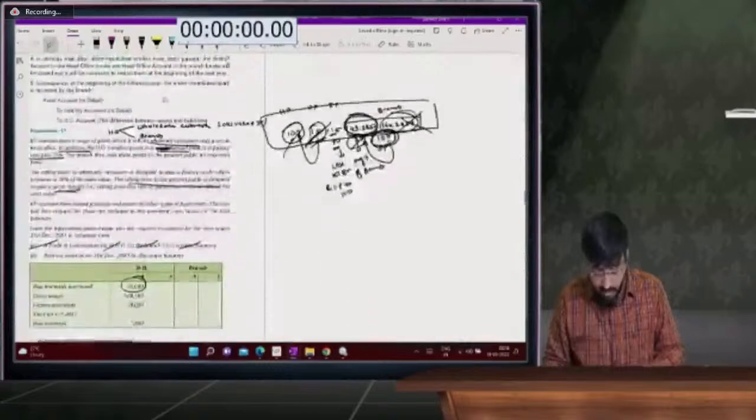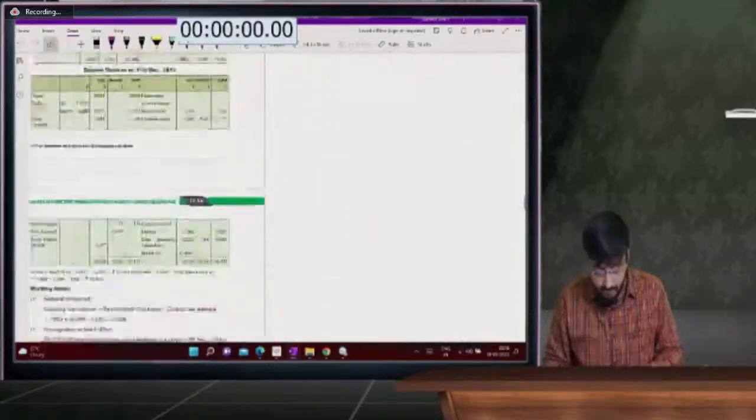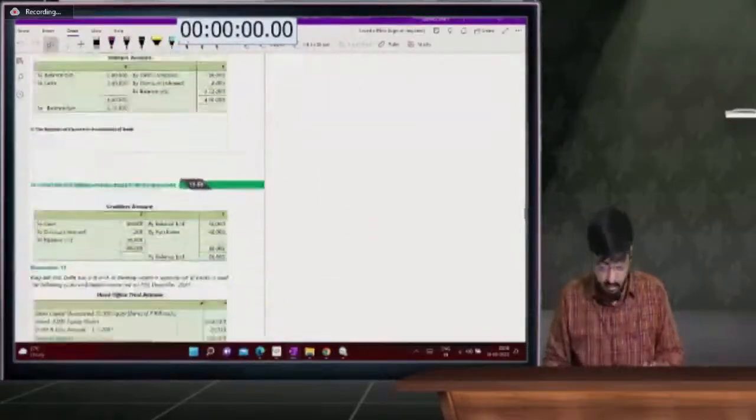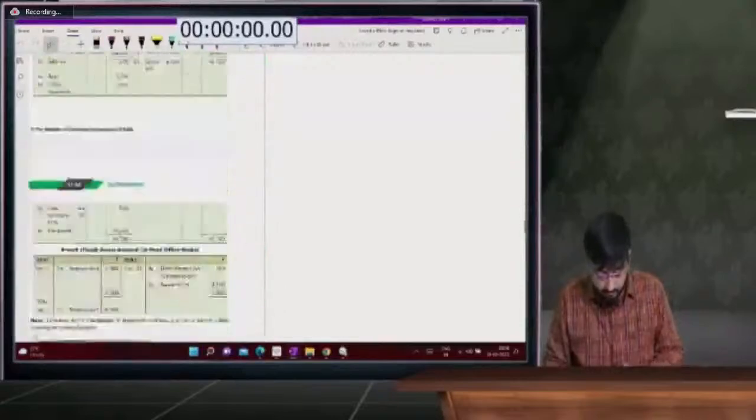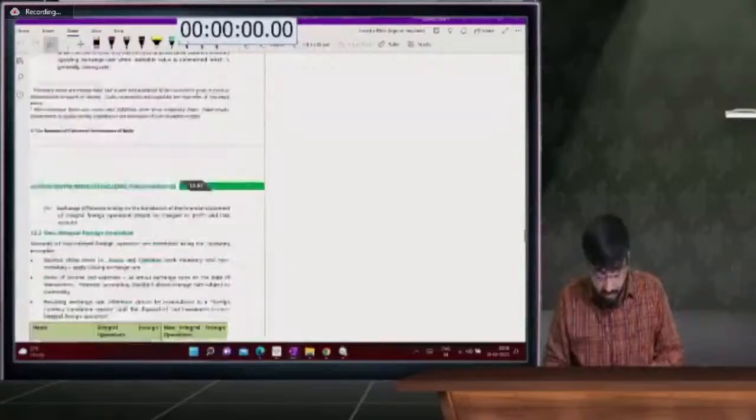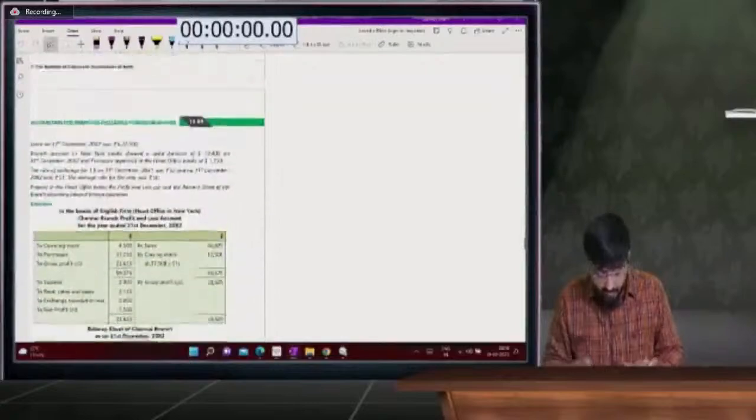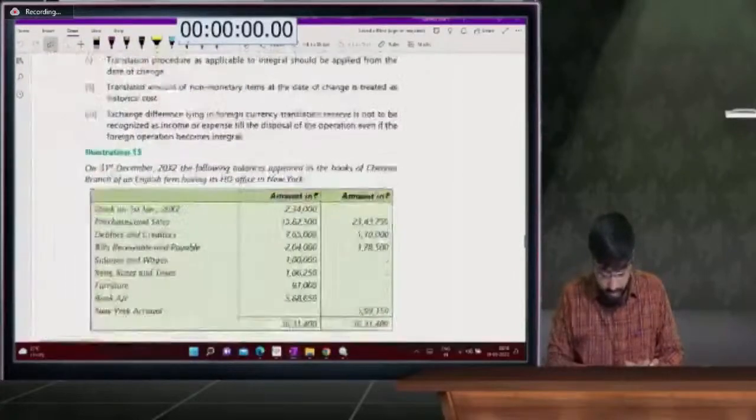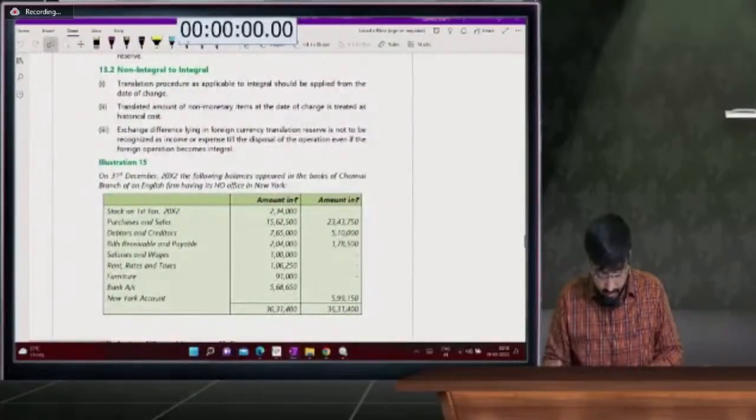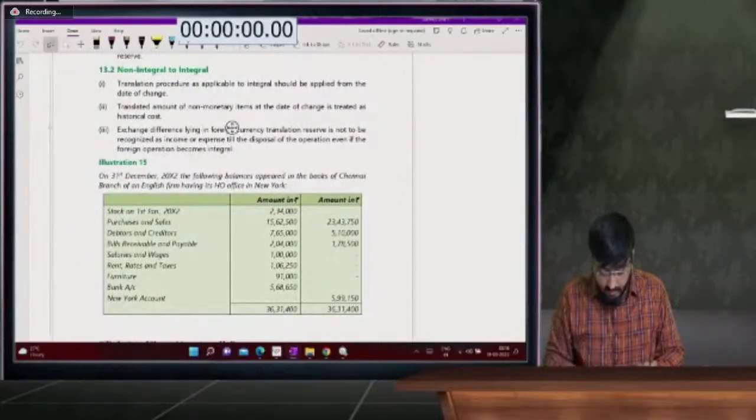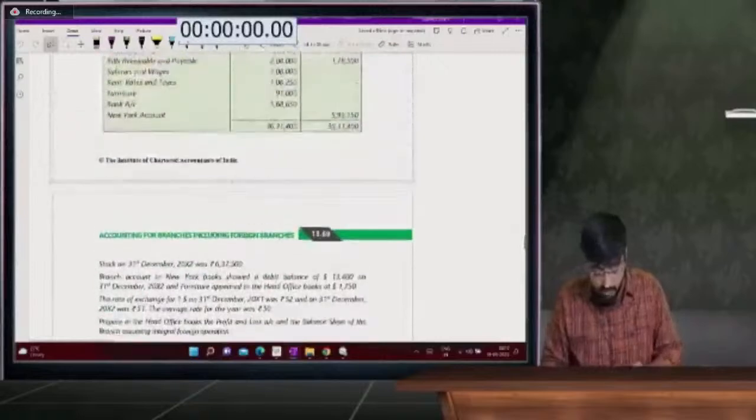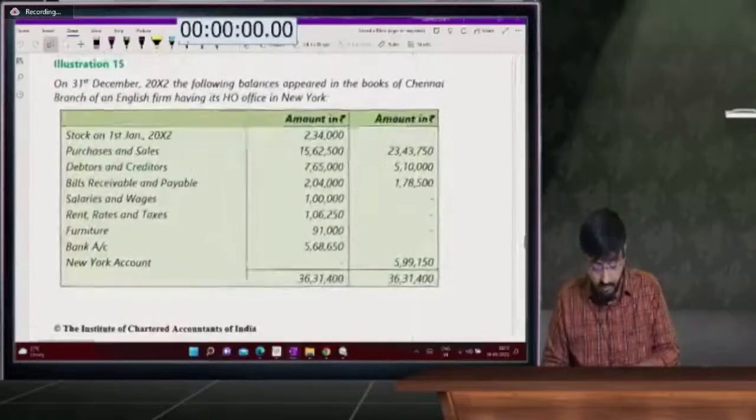So financial statements is also easy. You understood all the rules. And branch accounting is also easy now. This last part which we left, we have finished today. Let's solve one question, illustration 15. The remaining part you can finish on your own. It's very simple.